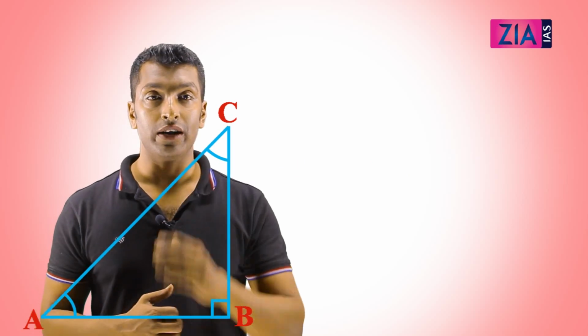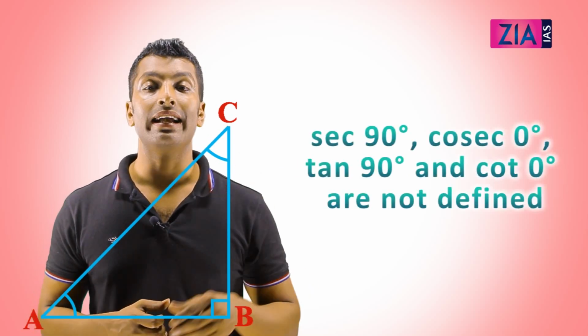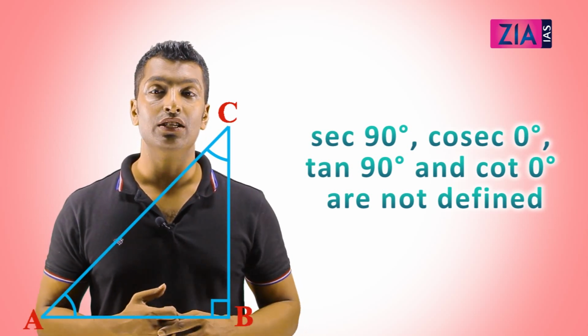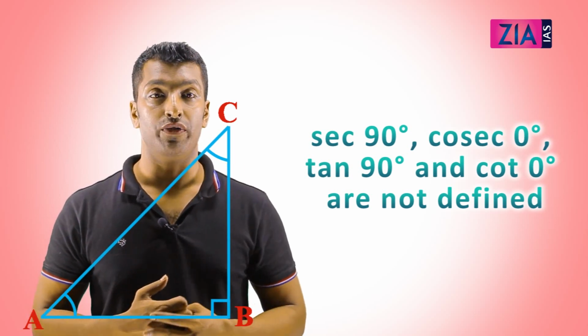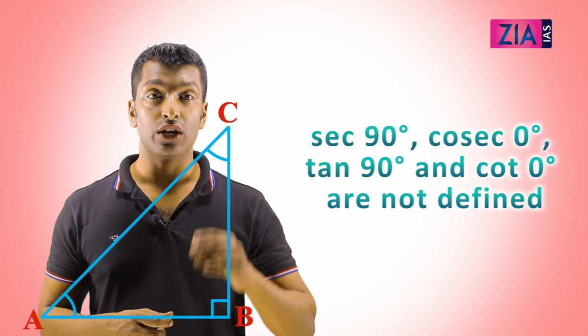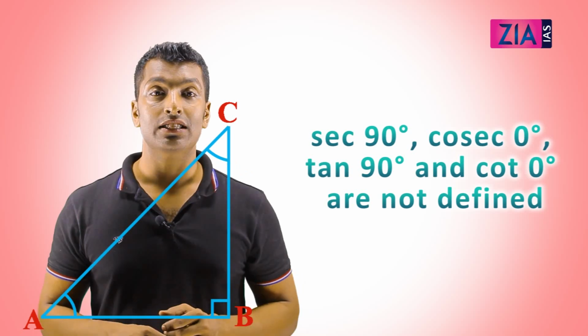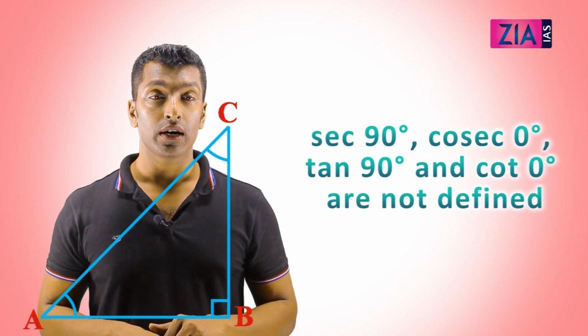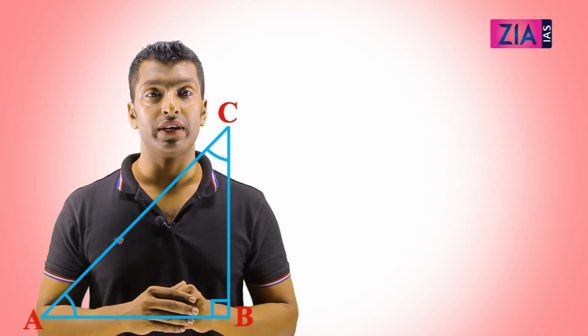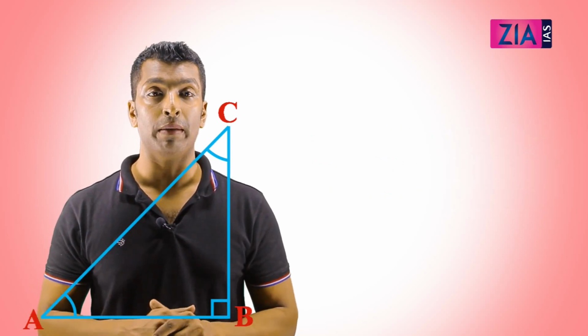But again, one point you need to keep in mind is sec 90 is not defined, cosec 0 is not defined, tan 90 is not defined, and cot 0 is not defined. We have seen all these things already. I hope you understood about trigonometric ratios of complementary angles.